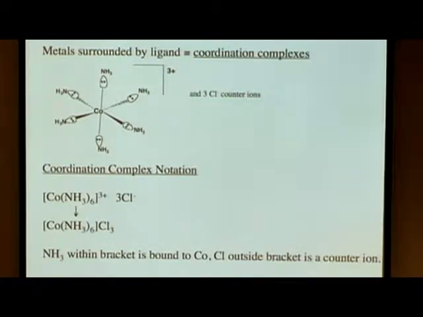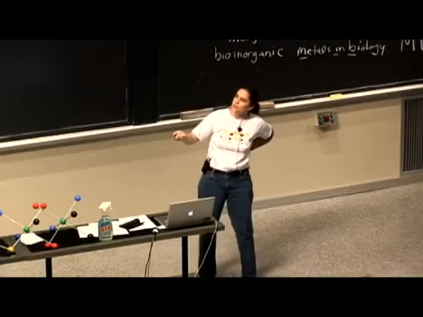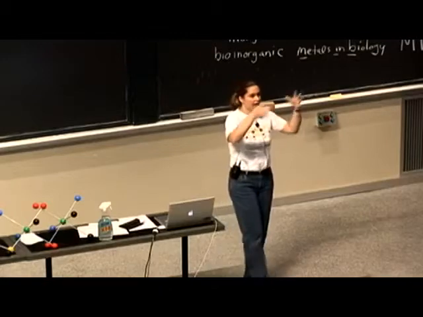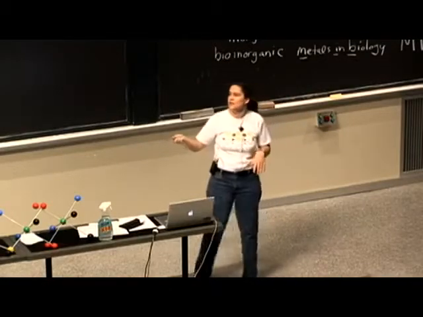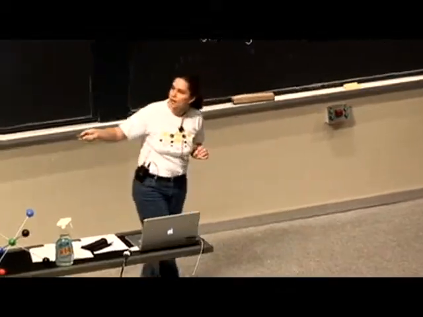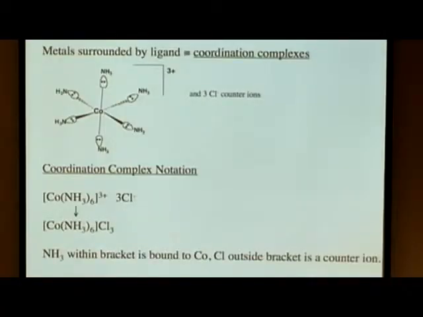Because it has a positive charge, sometimes coordination complexes are associated with counterions. So you might see 3 chloride minus 1 ions around to counter that charge. And if you did, you would see the 3 chlorides on the outside of the bracket. So things inside of the bracket are actually coordinated to the metal. Things outside the bracket are counterions. And so that would be how you would translate that particular notation.